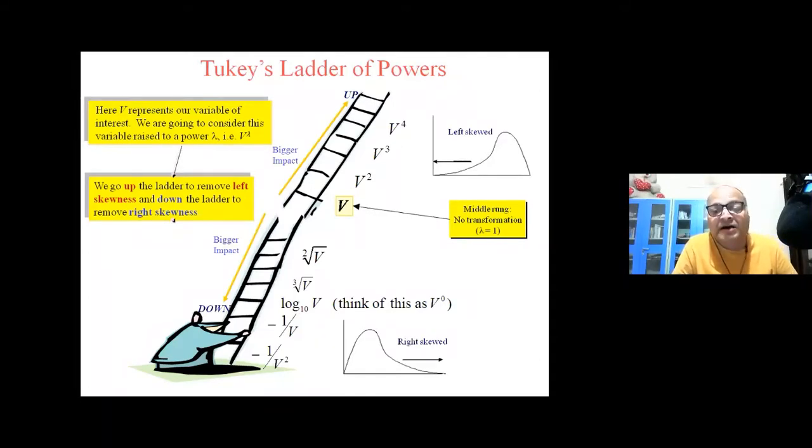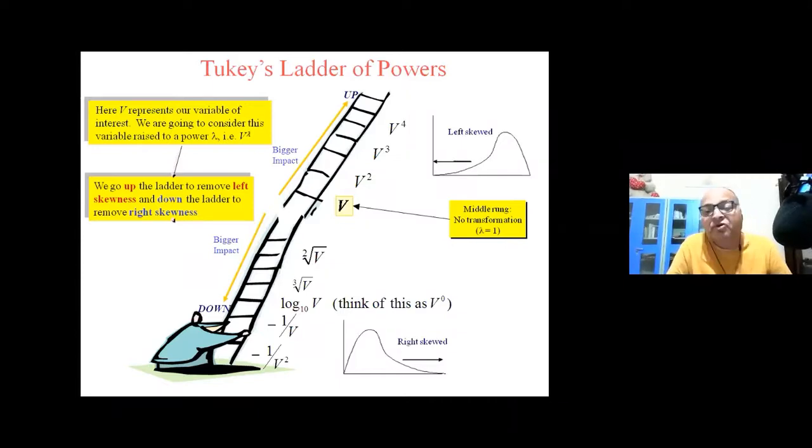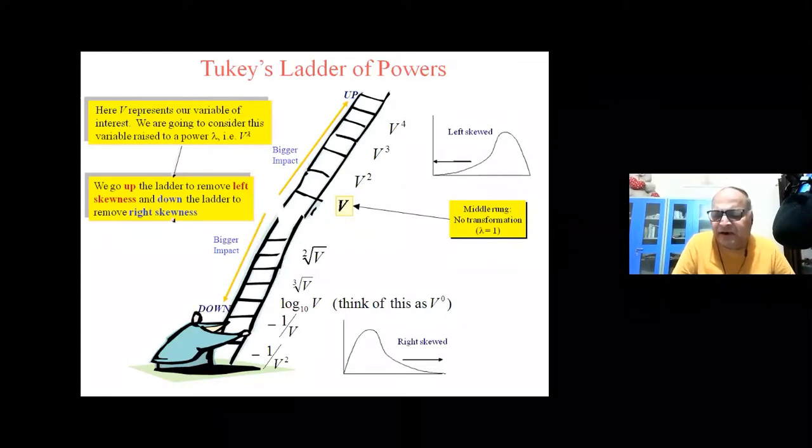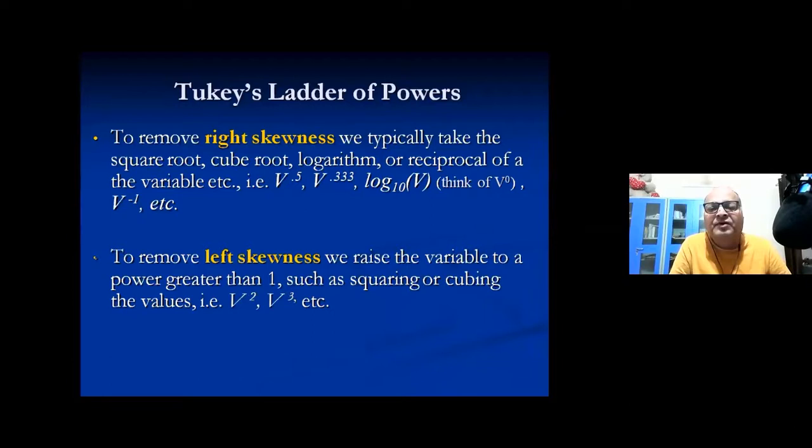This is the concept of Tukey's. So my submission to all participants is that most of the time your data is negatively skewed or positively skewed, most of the time positively skewed, but you can change this into a normal structure and apply this concept. Therefore, to remove right skewness, we typically take a square root, cube root, logarithm, or reciprocal, and there are other transformations to remove left skewness.